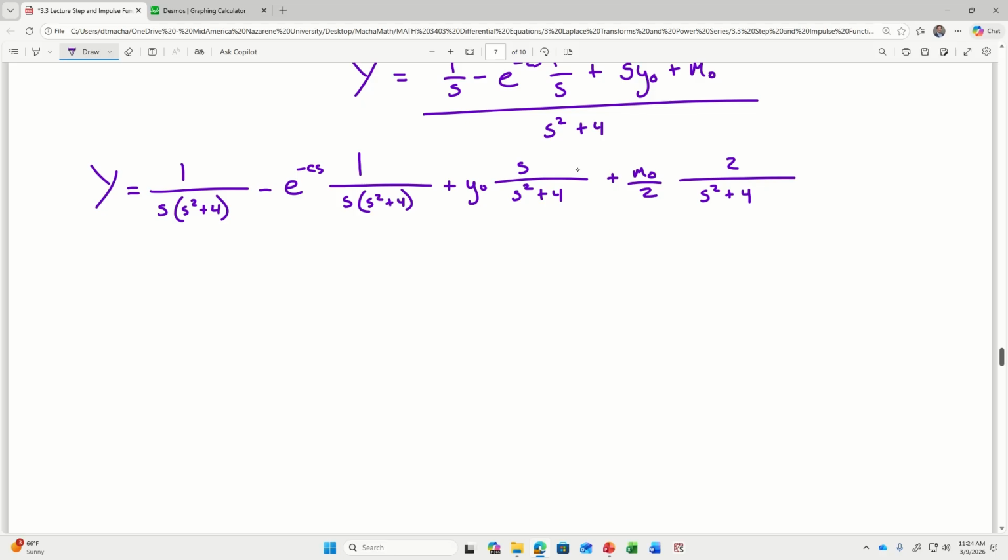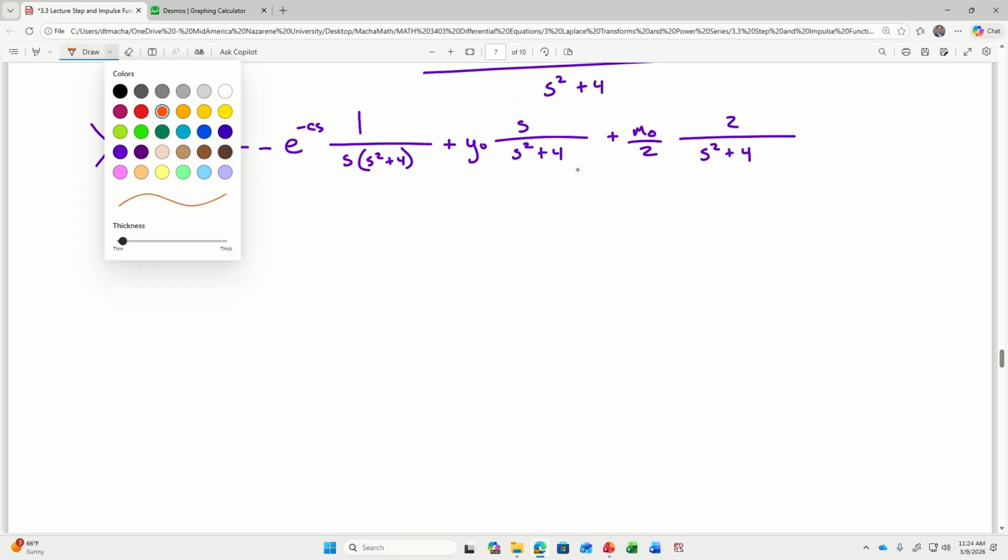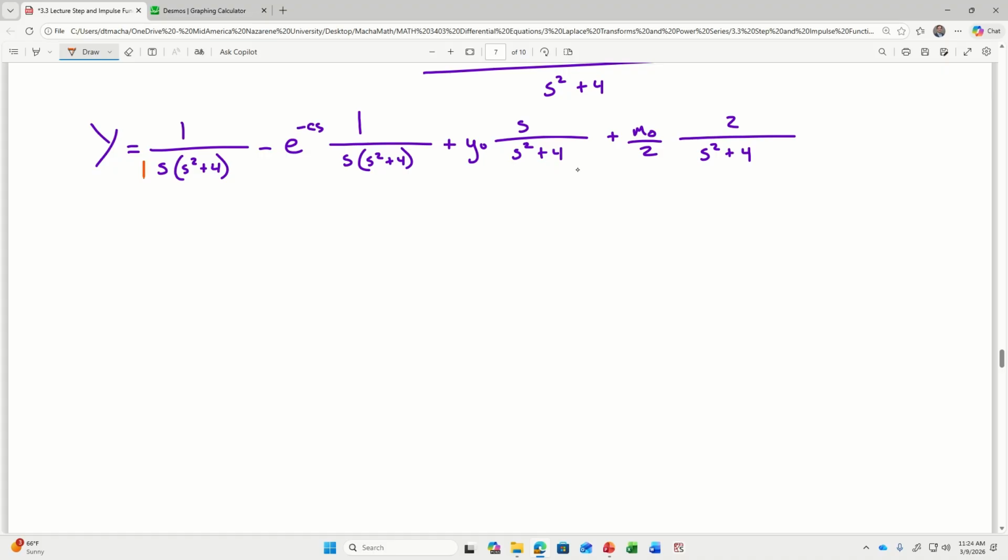And then I'm almost ready to take inverse Laplace transforms, except for this and this, I need to do partial fraction decomposition. Because after partial fraction decomposition, that's going to become one-fourth times 1 over s minus s over s squared plus 4.